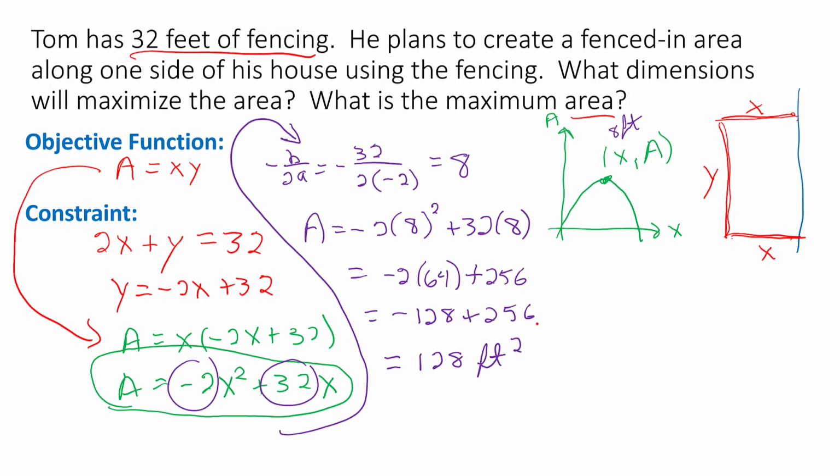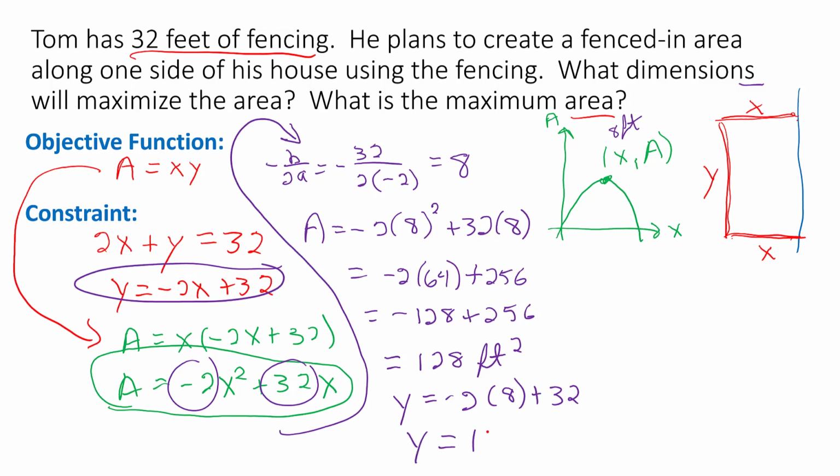Okay, we're asked for one other thing, what dimensions will maximize the area. We still need to find what y is. Well, notice we have a nice little equation for y here. So when x is equal to 8, y would be equal to negative 2 times 8 plus 32. That would be negative 16 plus 32, or 16 feet.